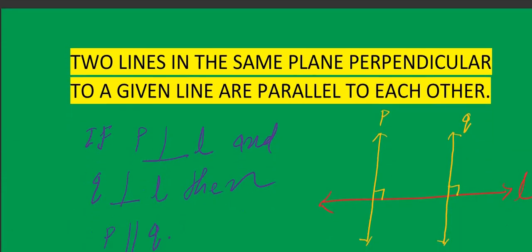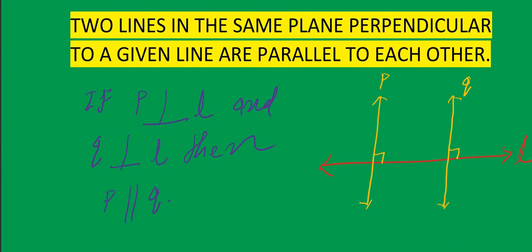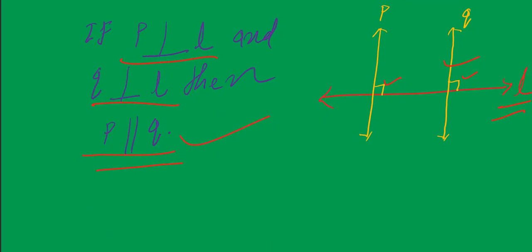Okay, next property is two lines in the same plane perpendicular to a given line are parallel to each other. If we have a line L and we draw two perpendicular lines, perpendicular lines always make 90 degree angles. Here I have drawn 90 degrees. So P is perpendicular on L and Q is also perpendicular on L. So what will be the relation between P and Q? P and Q are parallel to each other.